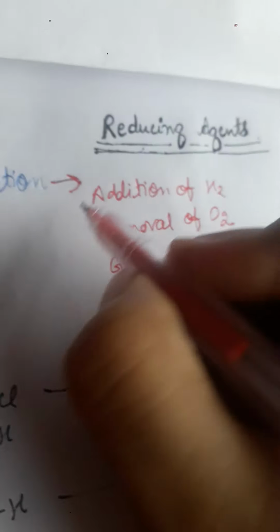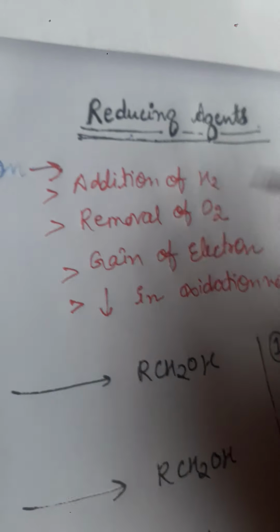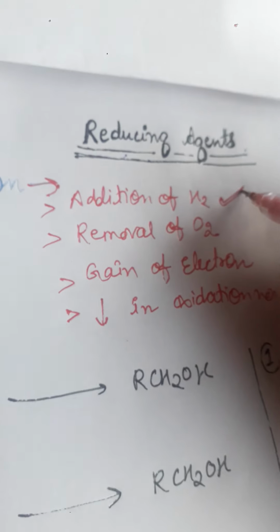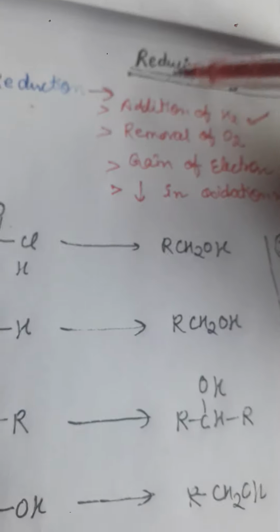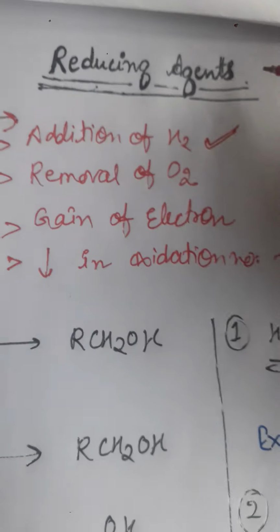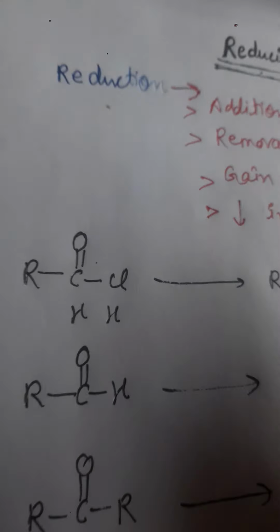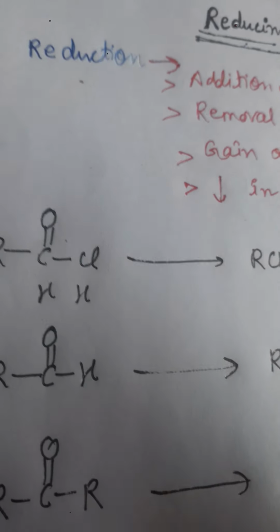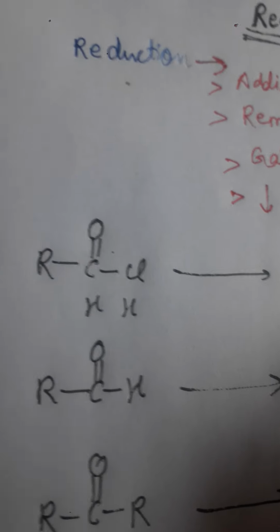So we have mainly four types of terms. Out of four, generally we apply addition of hydrogen, because in most of the reactions we apply the addition of hydrogen. So here we will especially follow this one. Firstly, here I have written some examples of how we make a hydrogen reduction procedure, and we can make different types of products.